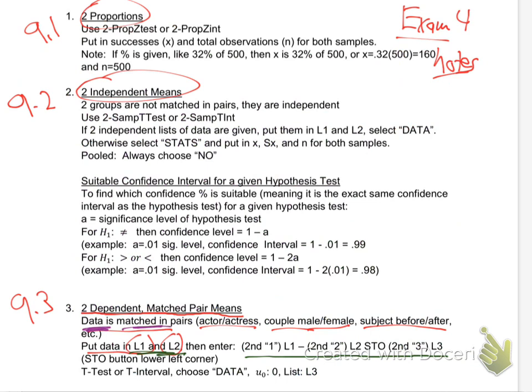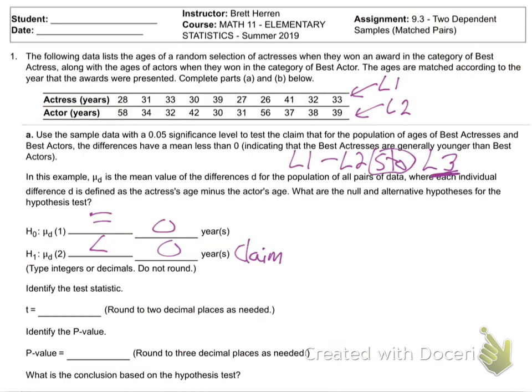Data in matched pairs. Put the data in L1 and L2. Then do L1 minus L2 stored in L3. We did that. Now do t-test or t-interval. Notice we're not doing two-sample, are we? We're not doing two-sample. Why not? Because all of our data is now in one list, L3. Right? We already subtracted the numbers. It's all in L3 now. The differences, because they're matched pairs.